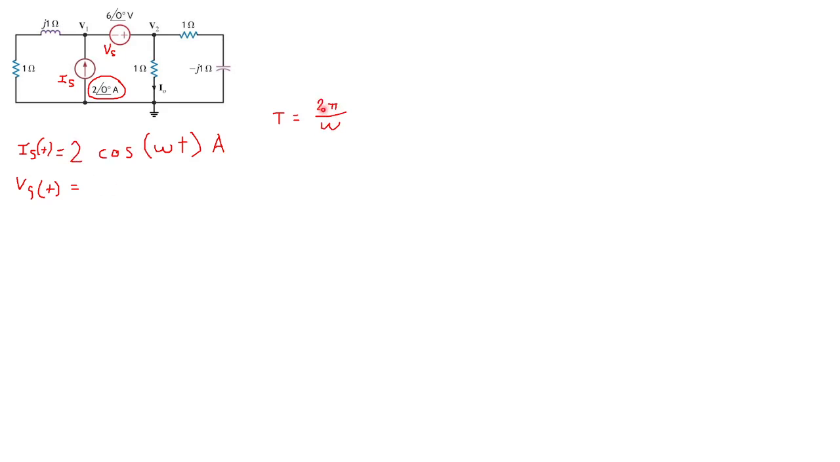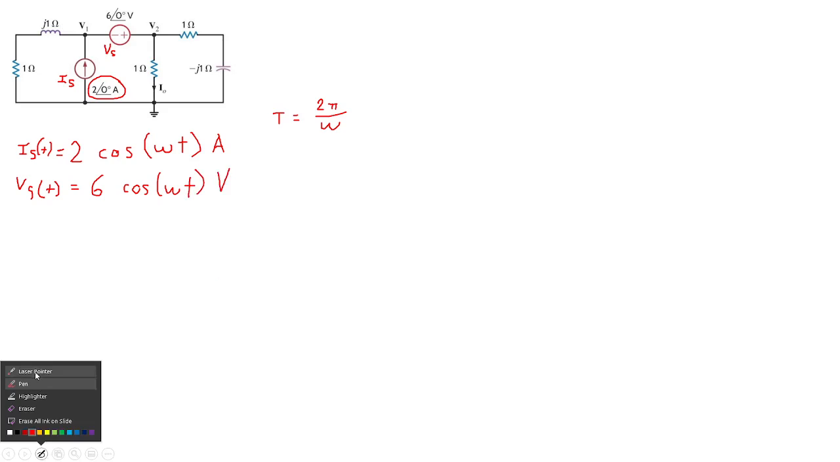In order to be able to write phasors like this, all of our sources need to have the same base frequency. So the voltage waveform Vs here has to be 6 cosine, again, omega t. If there was a phase, we would add it on. I would still want to write it in radians, even though the circuits people write it in degrees. And so this Vs is 6 cosine of omega t volts.